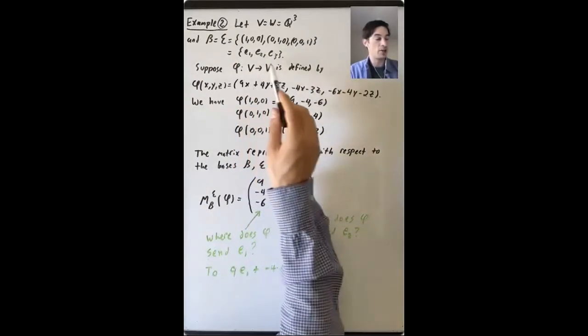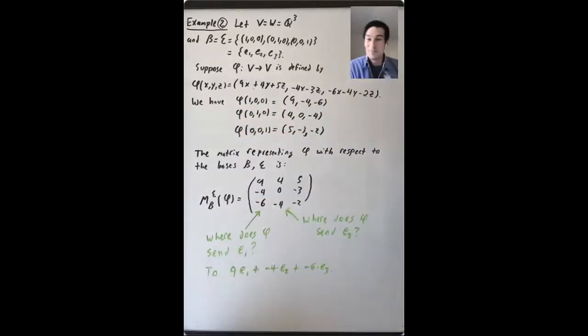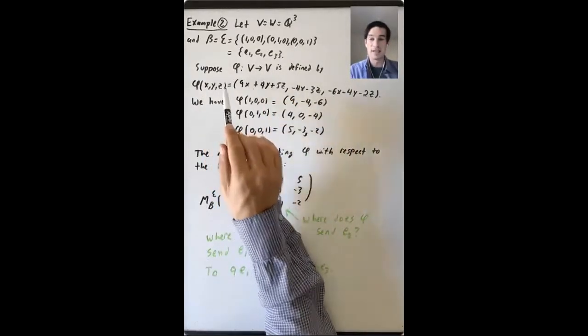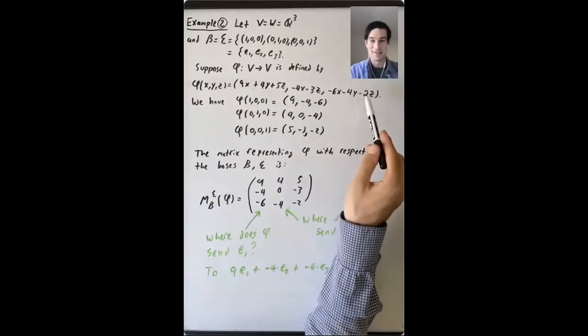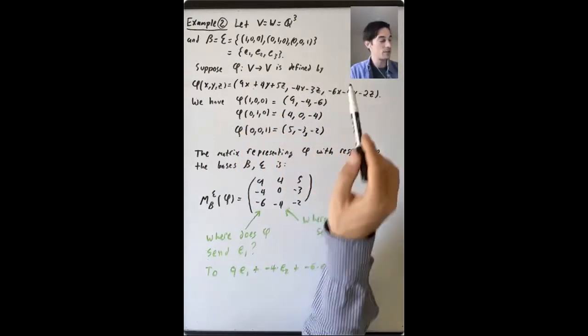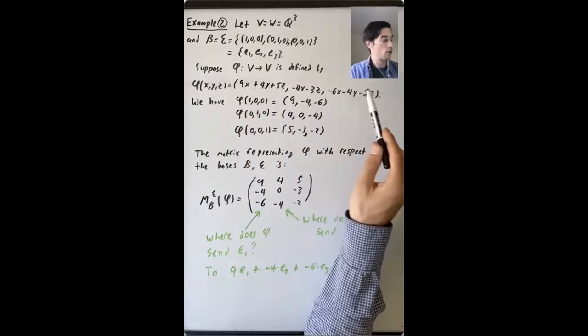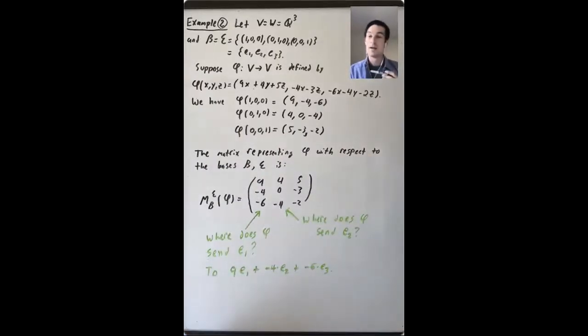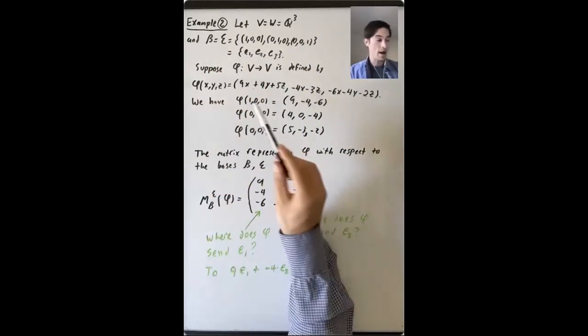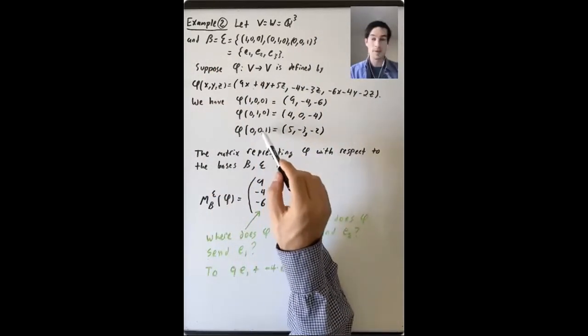Suppose we have a linear transformation from V to W, but W is V, so V to itself, defined by phi sends (x, y, z) to (9x + 4y + 5z, -4x - 3z, -6x - 4y - 2z). We want to write down a matrix that represents this linear transformation with respect to the bases B and E. So we have to see, where does phi send each of our 3 standard basis vectors?